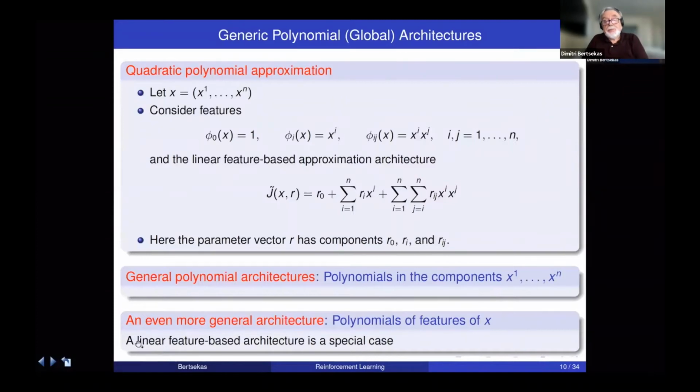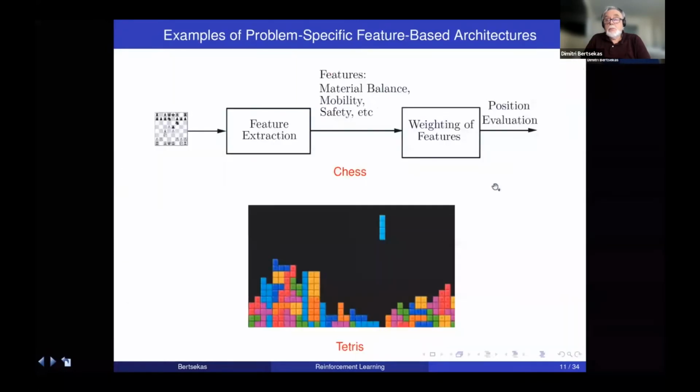Now, note also that a linear feature-based architecture is a special case of this. If you have, instead of a polynomial, the polynomial is linear, is first order. If you have a first order polynomial of features, that's exactly what a linear feature-based architecture is. Any questions here? Okay, so that's pretty general. At least for those, you don't need to know any special features of the problem.